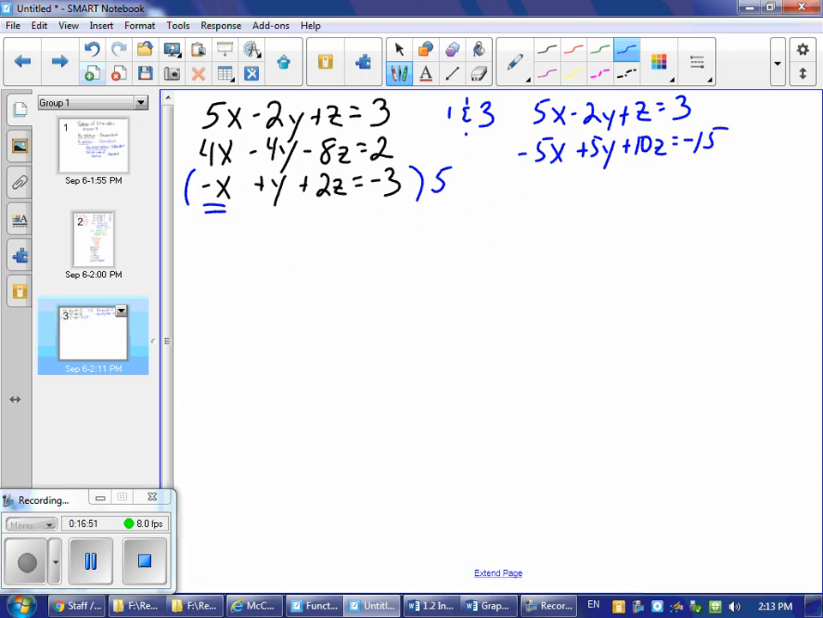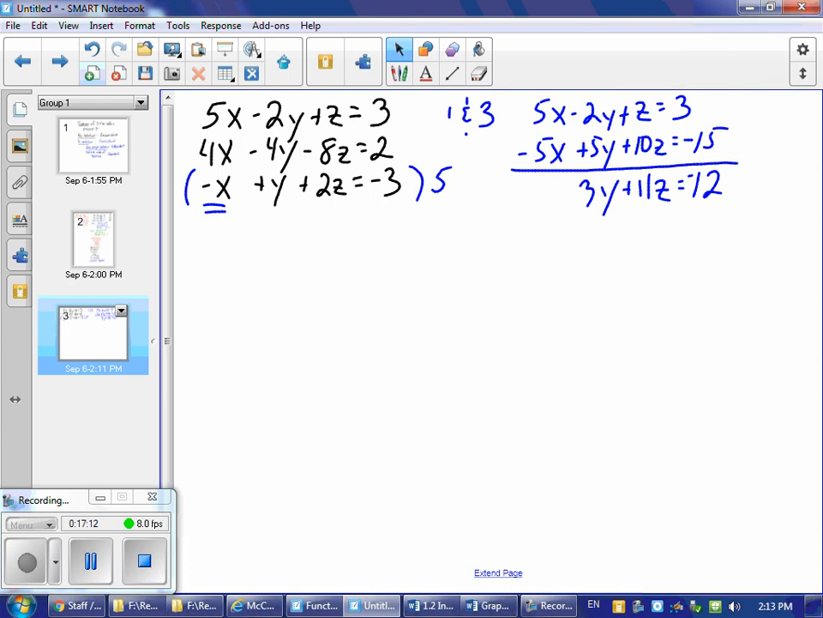Now let's add those up and see what we get. 5x minus 5x is 0. That's what we were looking for. -2y and 5y is 3y. z plus 10z is 11z. And 3 and -15 is -12. So there's one equation with two more variables in it.